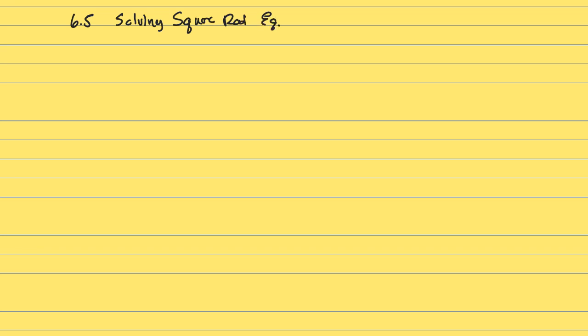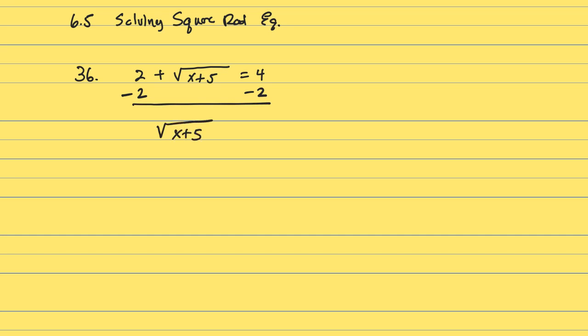So I'm probably just going to do 2 problems out of this section. I'm going to start with 36. And I have 2 plus the square root of x plus 5 equals 4. Remember, we want to have the square root by itself, so we're going to subtract 2 from both sides. So what I'm left with is the square root of x plus 5 is equal to 4 minus 2, which is 2. Then I'm going to square the left side and the right side.